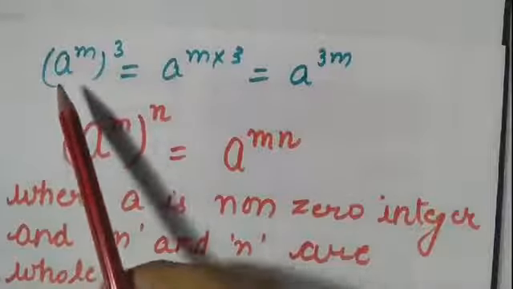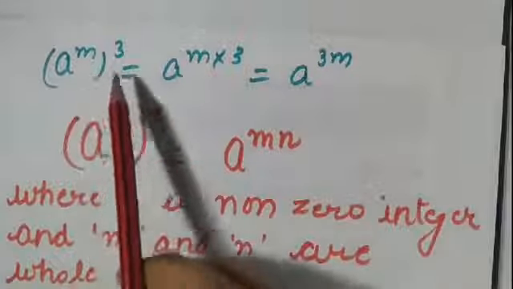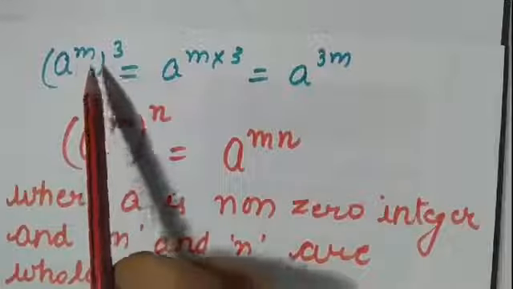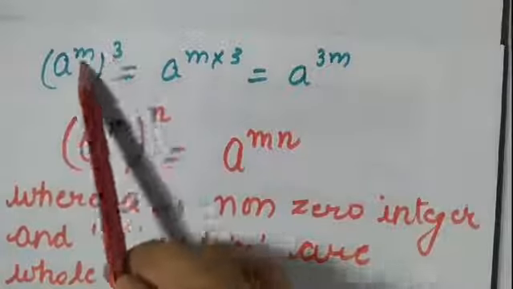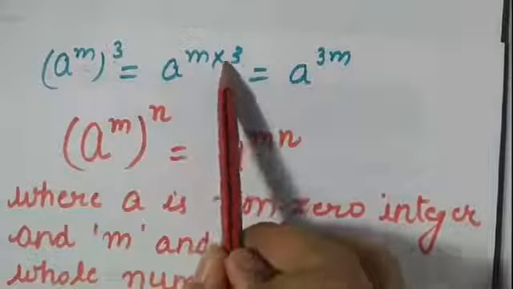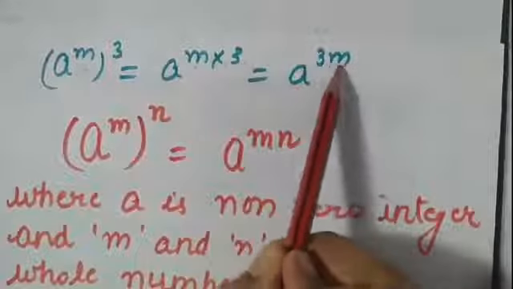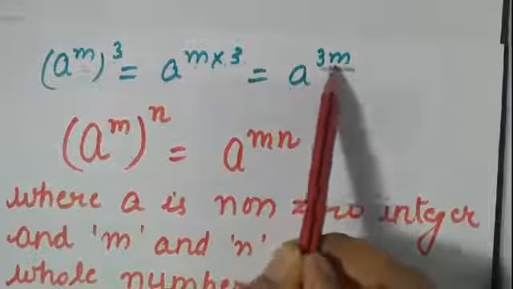One more example. A raised to the power m whole raised to the power 3. It means again it is power to the power. The power will be multiplied now. M into 3 is 3m. Okay, so it will be a raised to the power 3m.